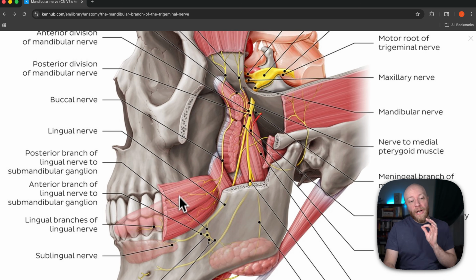The other thing I want you to understand is that there is an anterior and posterior division to this nerve. It can be a little hard to see, but again, we have that mandibular nerve going through the foramen ovale.